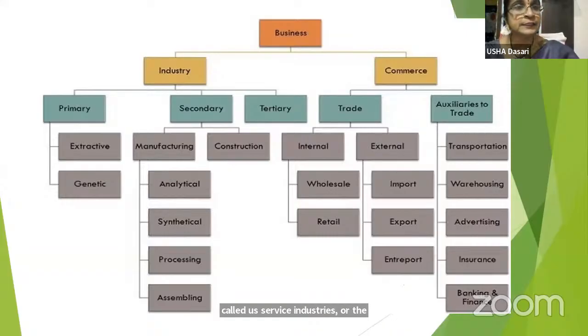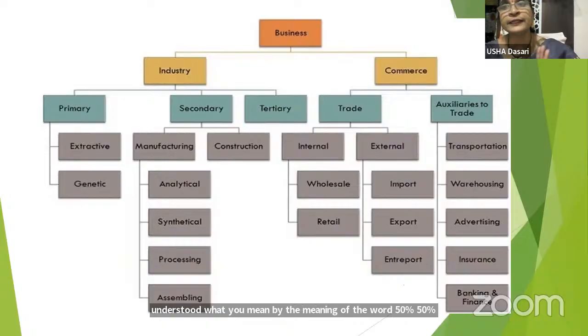So industry is primary industry, secondary industry, and tertiary industry. This is 50% of the business. Hope you understood the meaning of the word industry. 50% of the business is called industry.